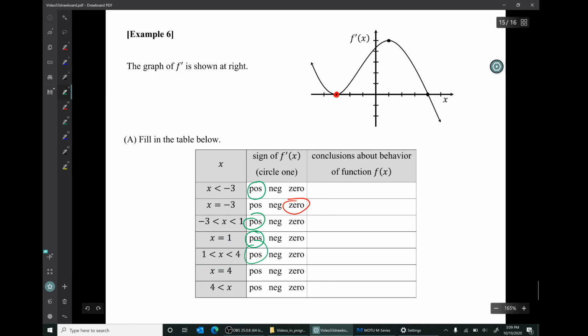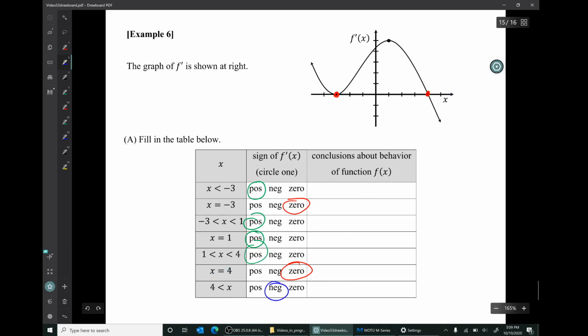Now what happens right at x equals 4? Right there, you see at that point there's an x-intercept. So at that point the value of f prime is 0. And the last question is, what's happening on this part of the domain out here? Well, those y values are negative.